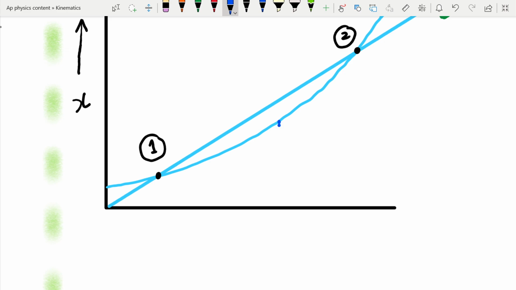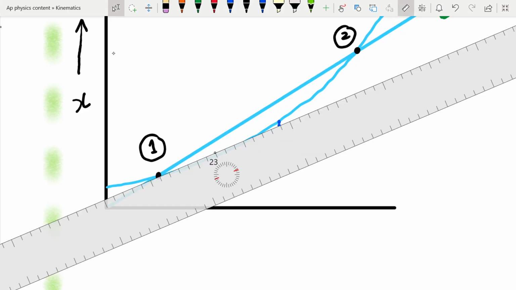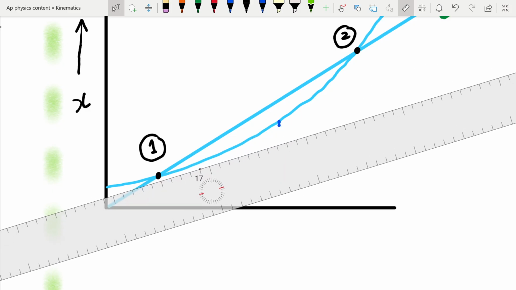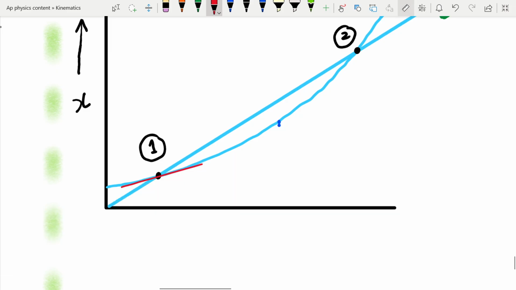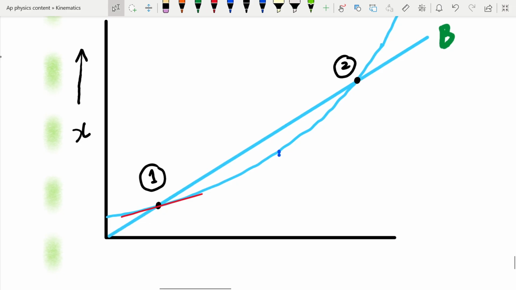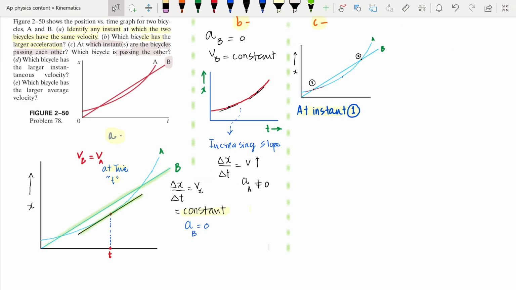If I draw the tangent at this point at the time point 1, remember that this is a tangent on the curved graph at this point, and you can see that this tangent line will be less steep than the straight line graph. What does this less steep mean?